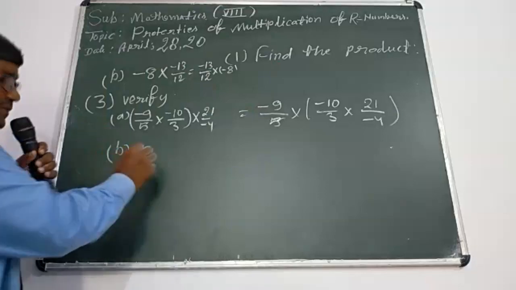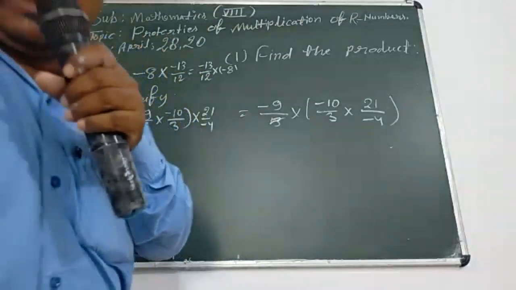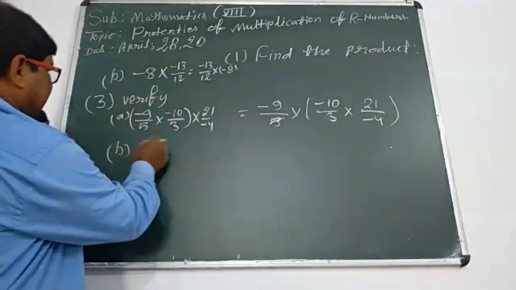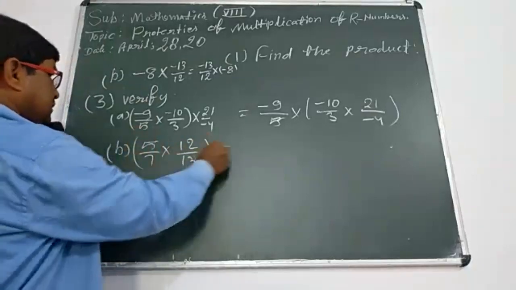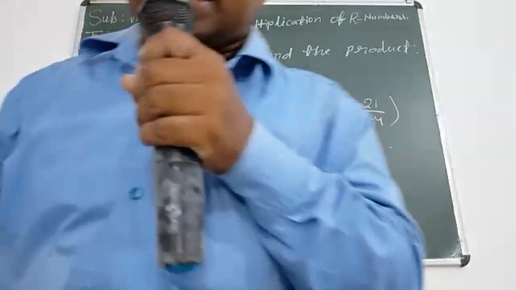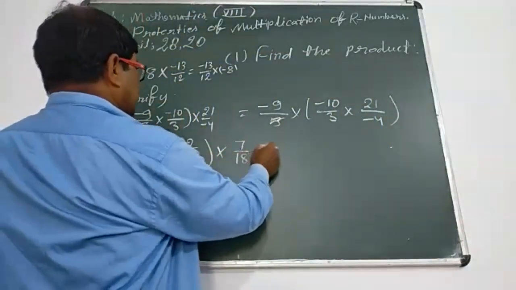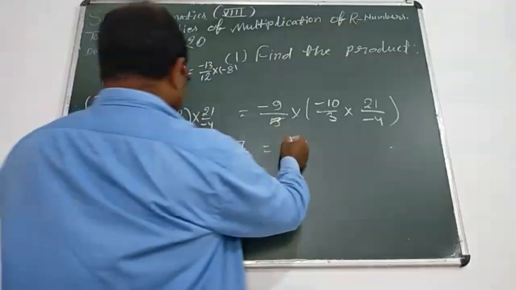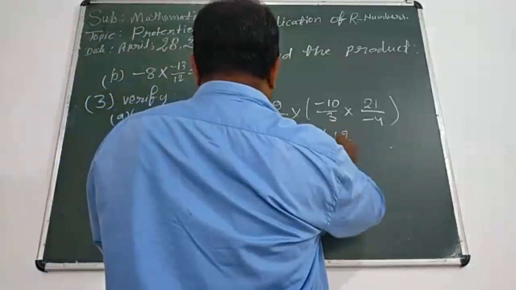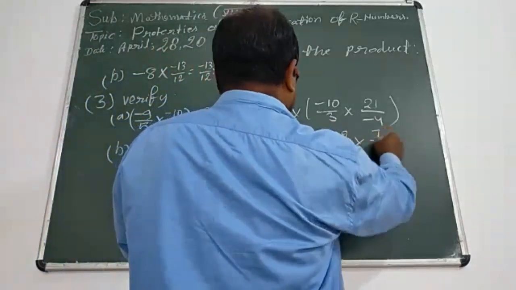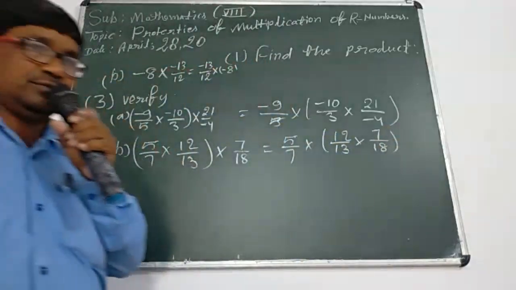Question number B. Only two questions from this property. 5 upon 7 multiply 12 upon 13 multiply 7 upon 18 equal to 5 upon 7 multiply 12 upon 13 multiply 7 upon 18. You will use the property.